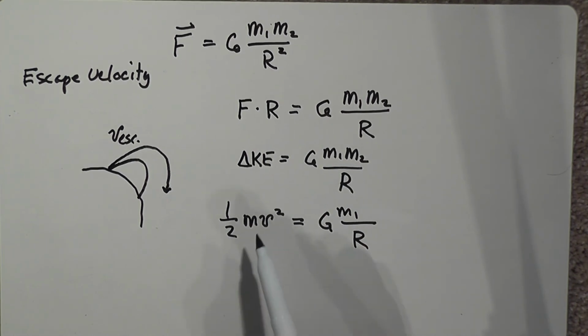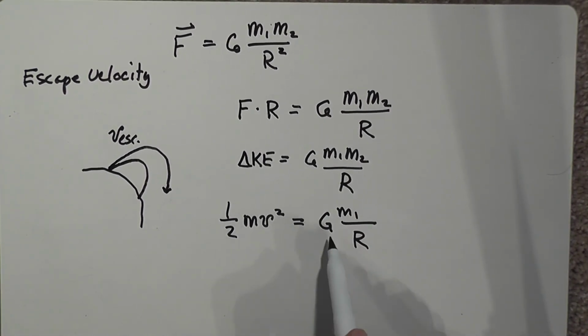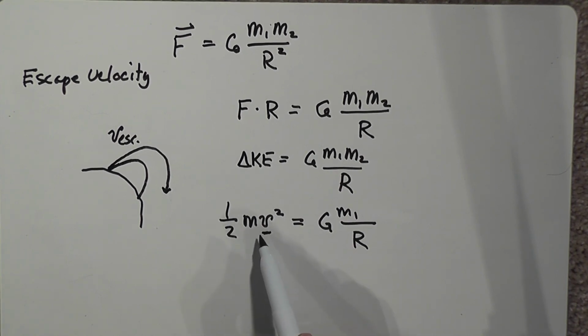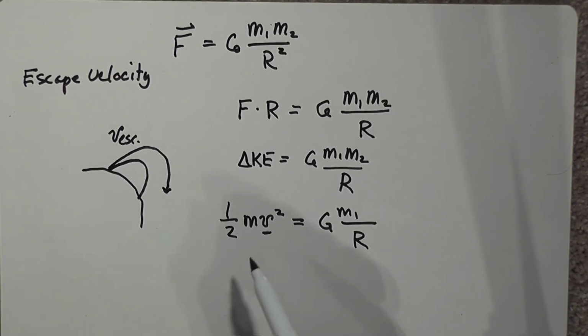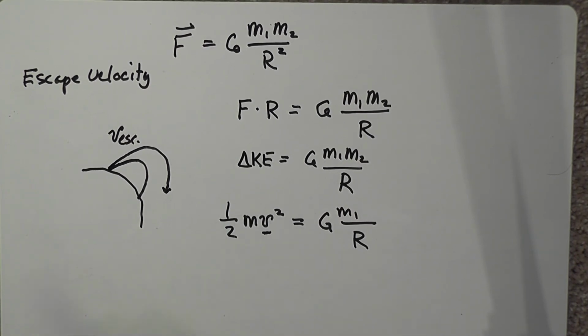Okay, and so now we have 1/2 mv squared is equal to this. So all we need to do now is to solve for that velocity. That velocity is part of the kinetic energy equation, which if it takes so much energy to get out into an orbit, then this must be the escape velocity, okay? And so let's do that.